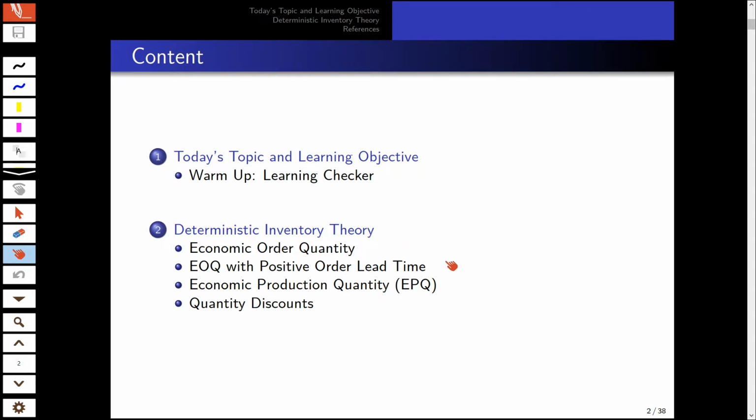quantity. We will extend the economic order quantity to regard also positive lead times for replenishment. And then we will have a look at the case when we do not order our new items for the inventory, but we assume that we can make them ourselves so that we have a production rate at hand. And then we will look at a case where, when we replenish, we can encounter quantity discounts.